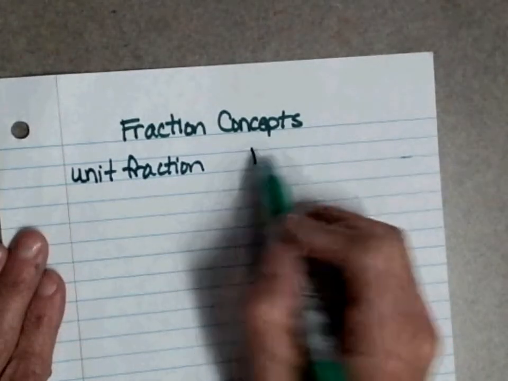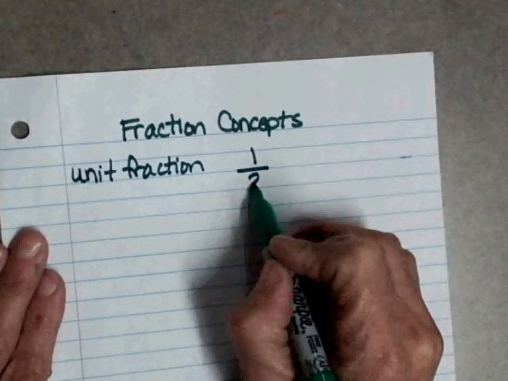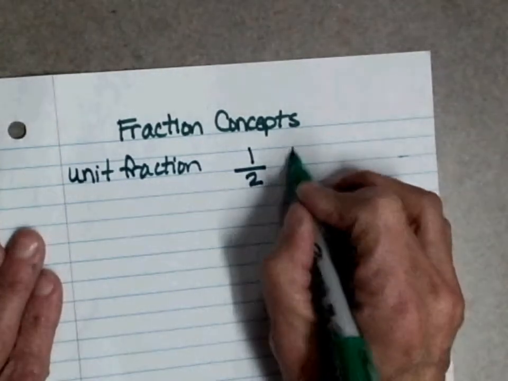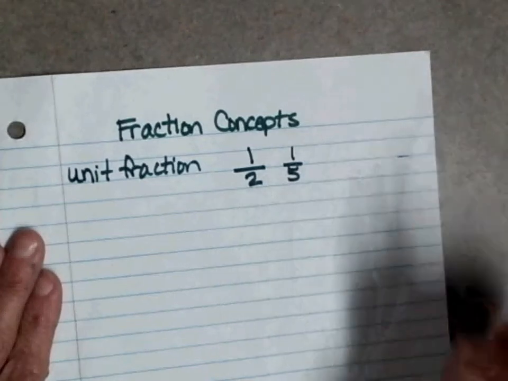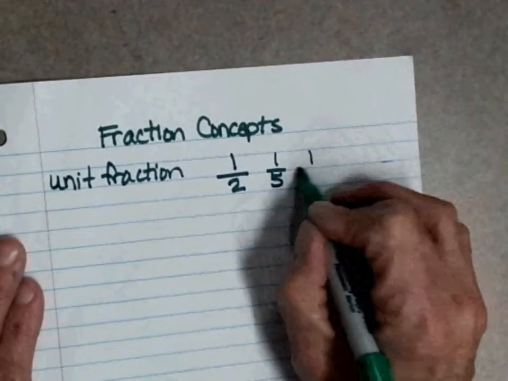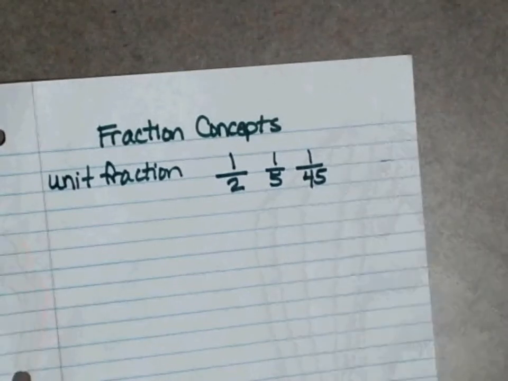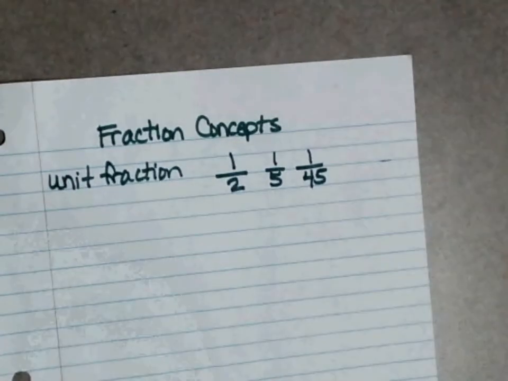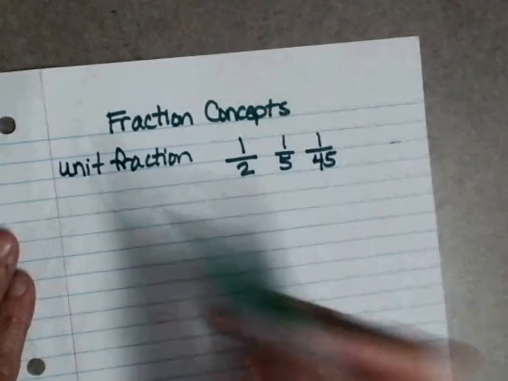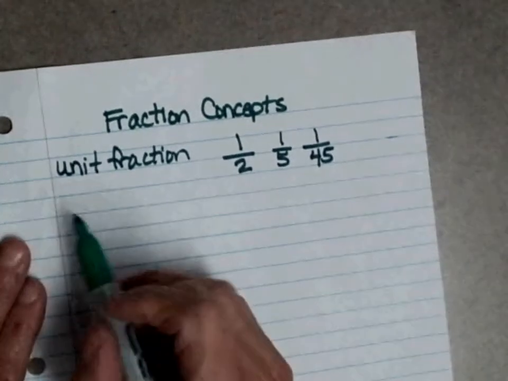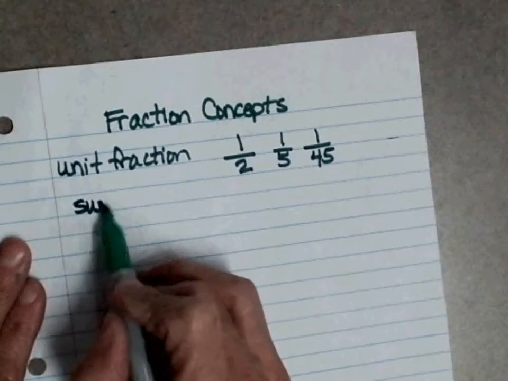For example, 1/2 is a unit fraction, 1/5 is a unit fraction, 1/45 is a unit fraction because they all have a numerator of 1. We went into the sum of unit fractions. So remember, the word sum means the answer to an addition problem.